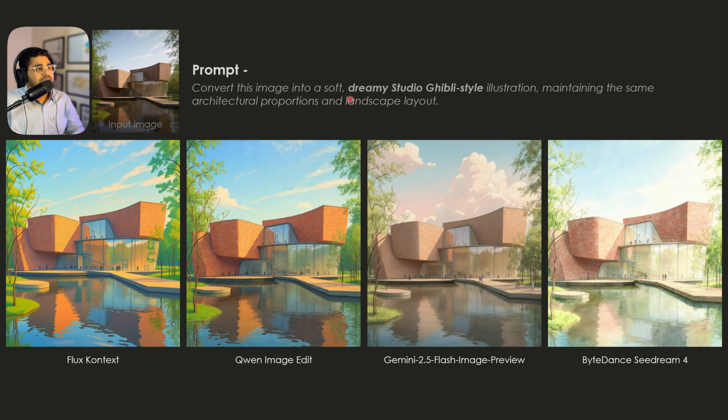In the next one, it's just dreamy Studio Ghibli style. I really don't know how to judge this, so I will leave this to you all. Tell me which one you like in this dreamy Studio Ghibli style. All of them have done a good job to some extent. FluxKontext, again, things move up and down. Why, man? Why? You also need dual encoding. But the rest of the three have done a good job. So I won't be voting.